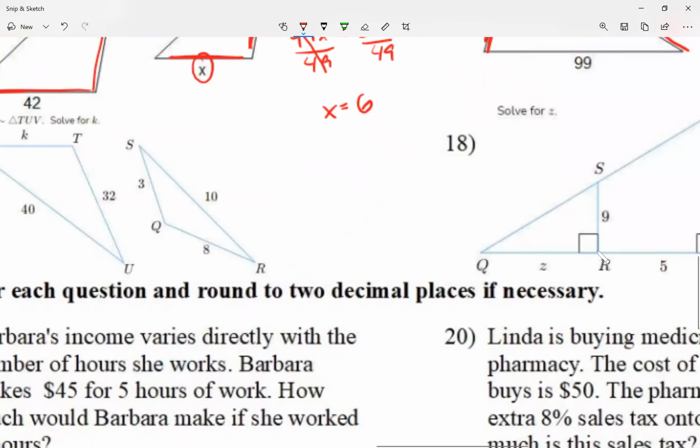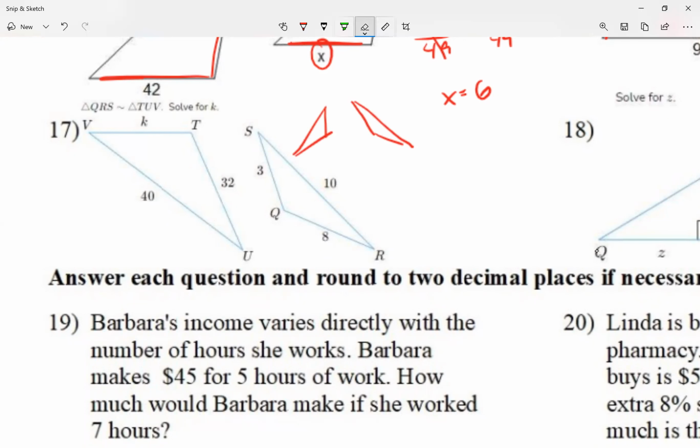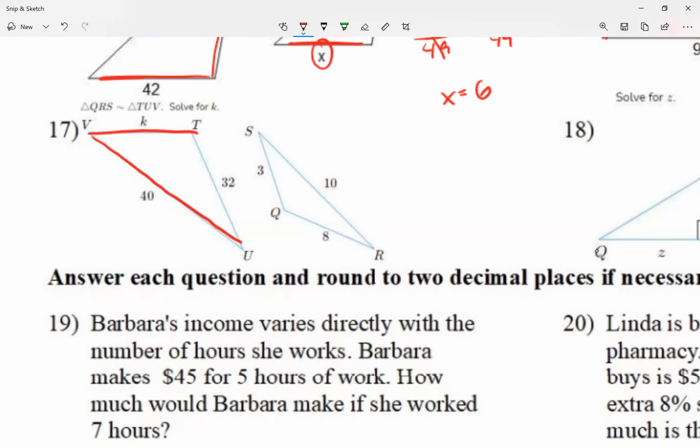Then we can do figures like this. Now, here in these figures, you don't know if I flipped one of my triangles. What if my triangle goes like this? Or what if it goes like this? You don't know if I flipped it or not. So I'm just going to do what I want to do. I'm solving for a side. And here it says solve for k. So I'm going to use the sides k and 40. So I'm going to make my fraction k and 40.